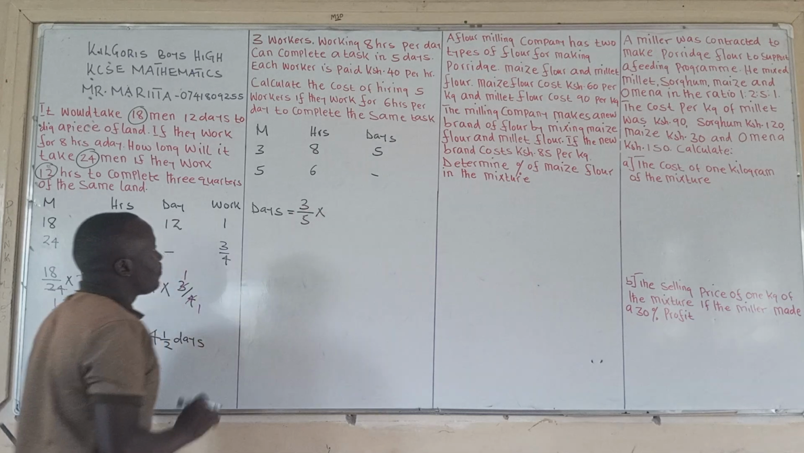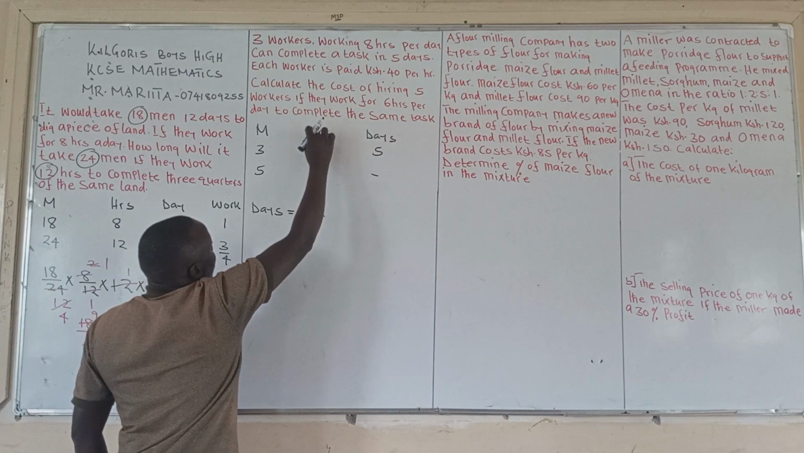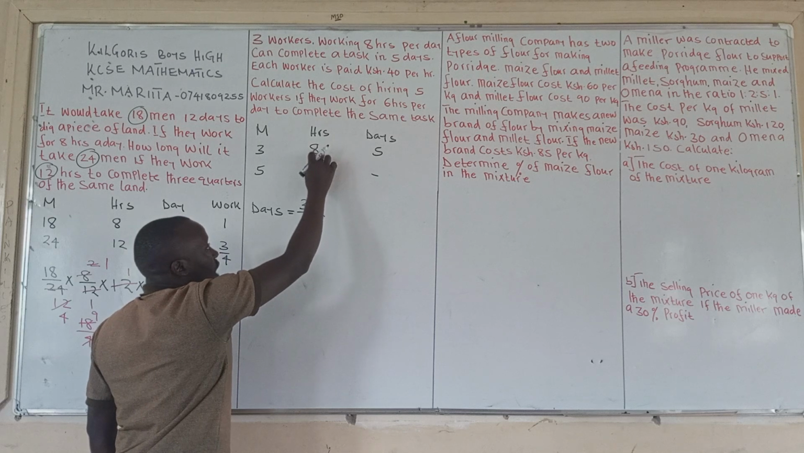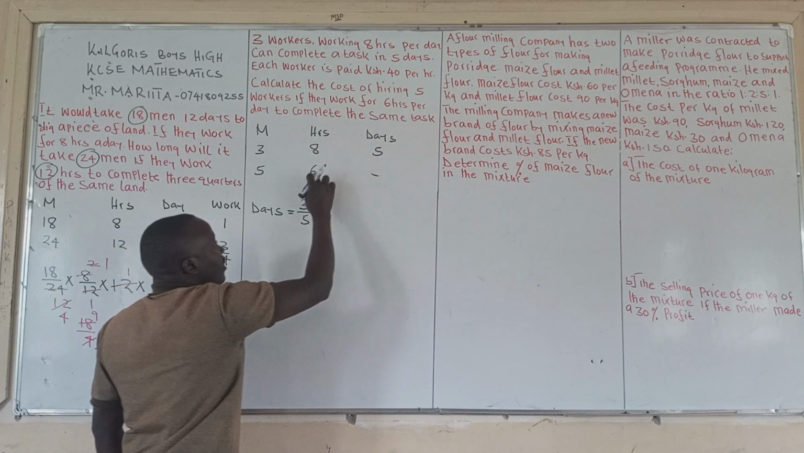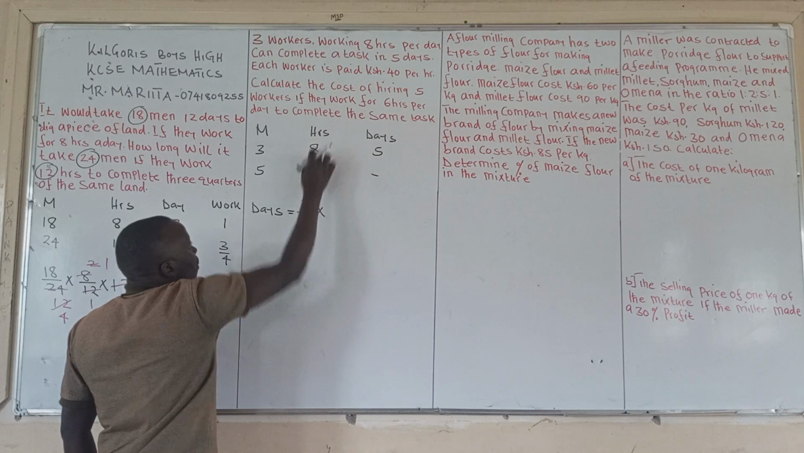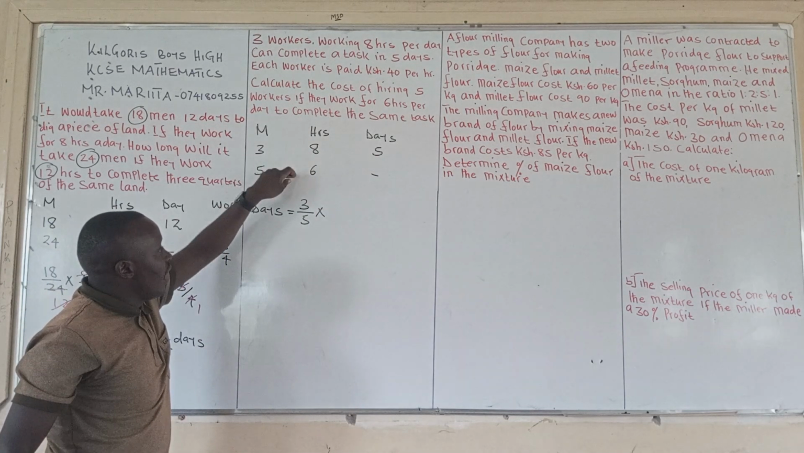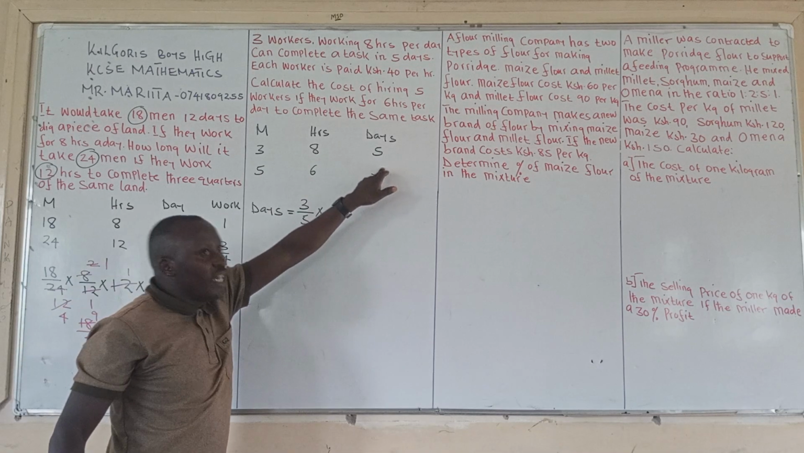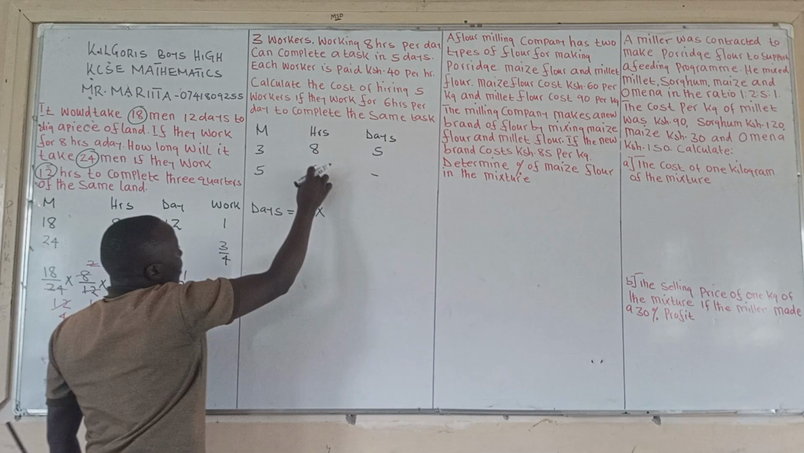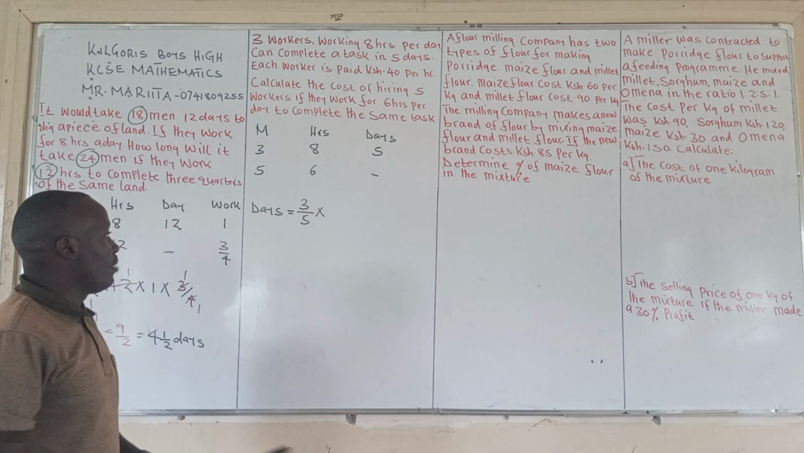Times, in this case, let us also now compare the number of hours and the number of days. Number of hours we have 8 hours, 5 days. 6 hours, we don't know the number of days here. But if the number of hours reduces, it means they will take more number of days to complete a certain task. So reducing the number of hours increases the number of days.